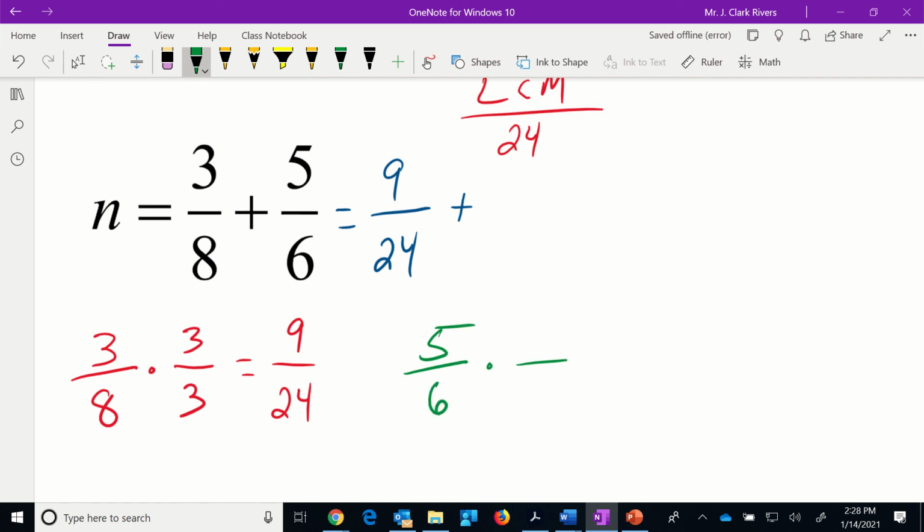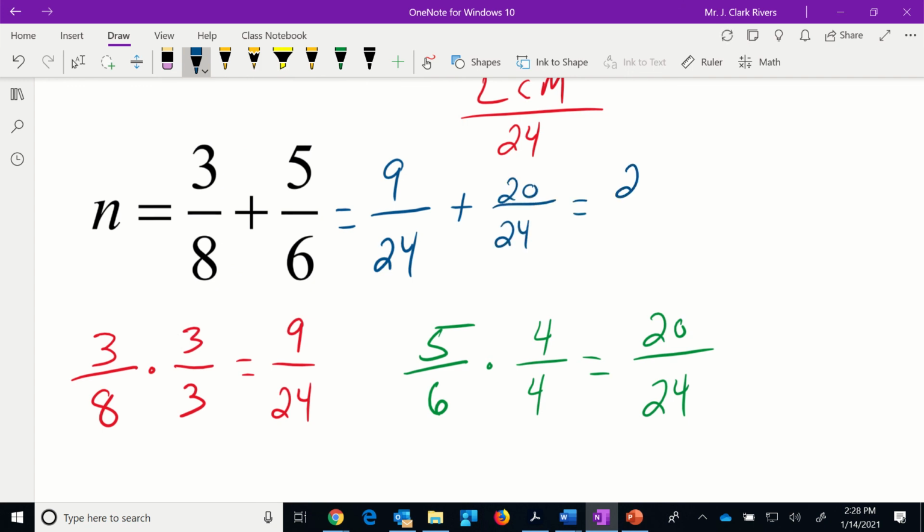5/6, we're going to multiply this by something to give us a denominator of 24. So think to yourself, 6 multiplied by what is 24? 6 multiplied by 4 is 24, which means I have to put what in the numerator? 4. 4 over 4 is 1. 5 multiplied by 4, we get 20. So 20/24. So 9/24 plus 20/24 gives us 29/24.